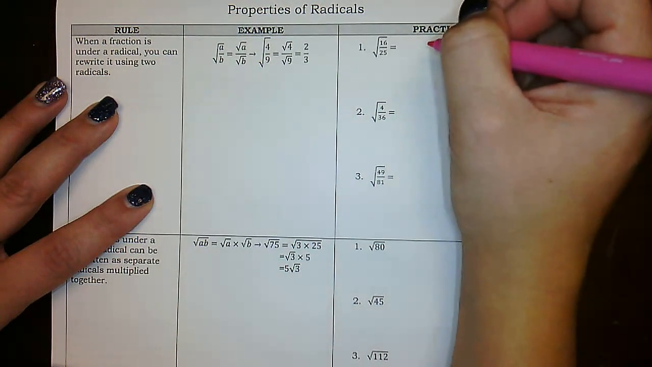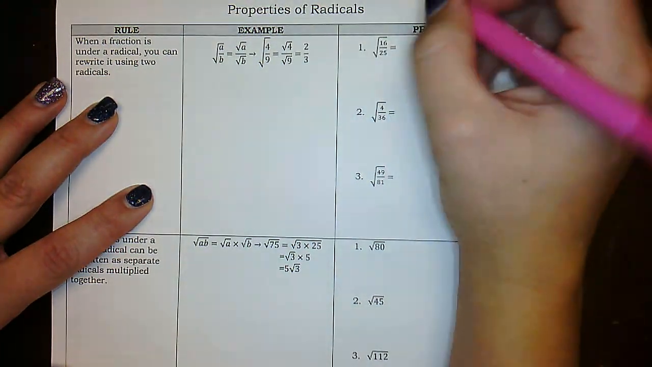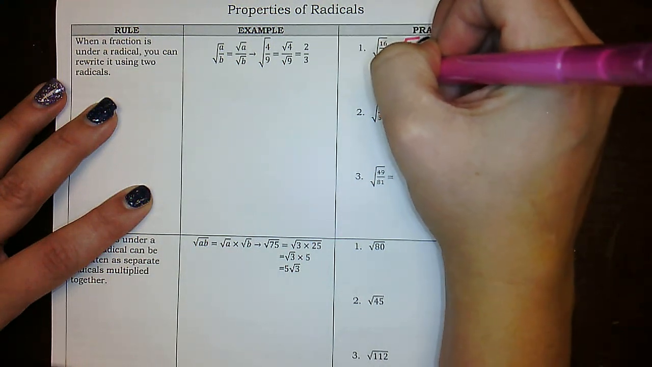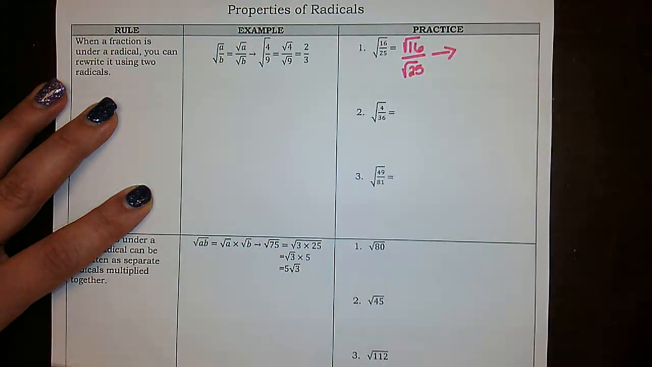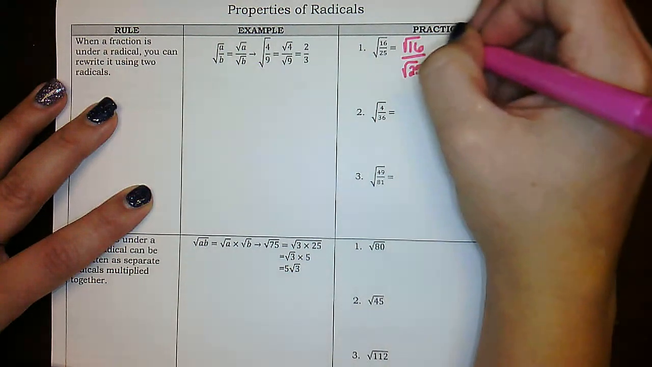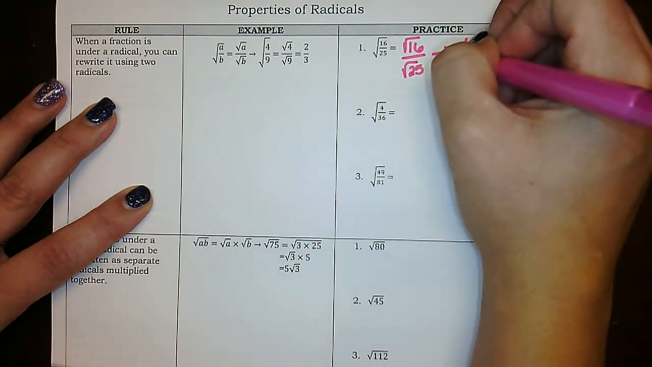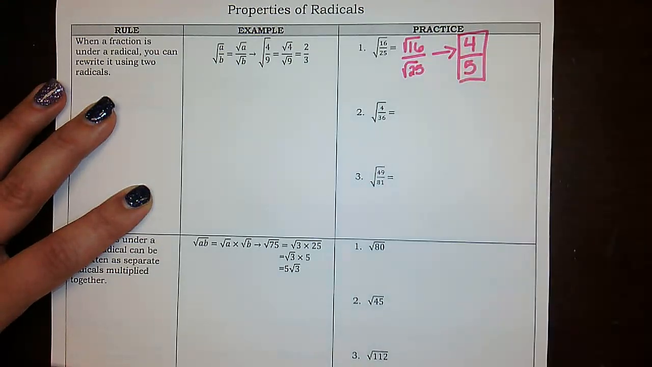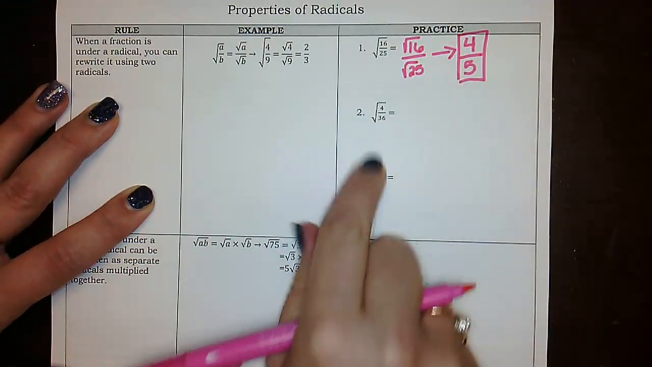So if we look at this first example, the square root of 16 over 25 can be written as the square root of 16 over the square root of 25. And now I can easily simplify these. The square root of 16 is 4, the square root of 25 is 5, and that's your answer. That's how you can simplify. I'm going to have you try these two on your own.